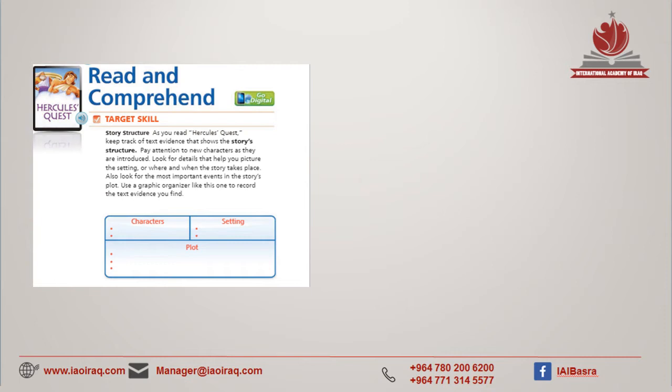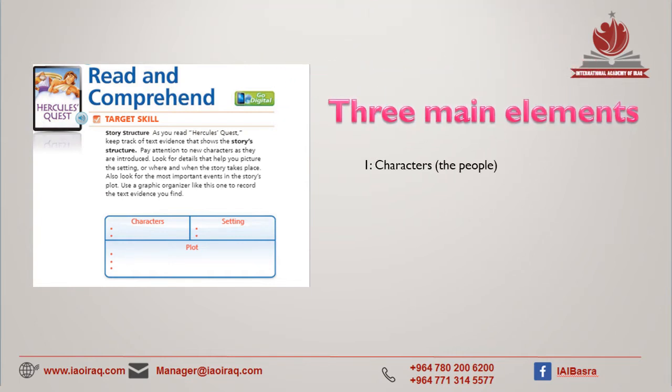So as you guys know, the structure of a story has three main elements: characters, the people; setting, where and when the story takes place; and a plot, the series of events. The storyteller chooses details that fit together and make sense. Certain plot events require a certain setting. Characters and events must fit together too.